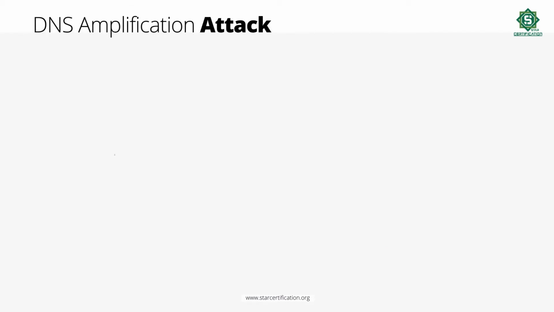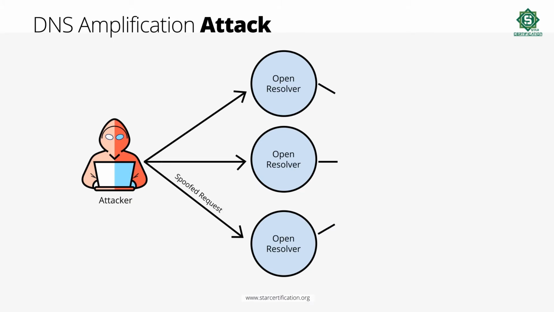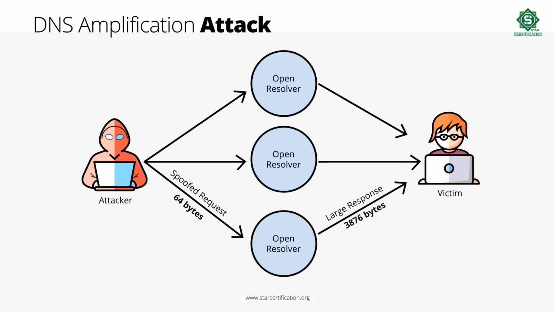DNS Amplification Attack. This is a popular form of DDoS attack. The attacker sends a DNS lookup request to an unguarded DNS server using an imitated target IP address. So when the DNS server sends the DNS record response, it is sent instead to the target. Since the responses could be large files, huge network traffic can be created.